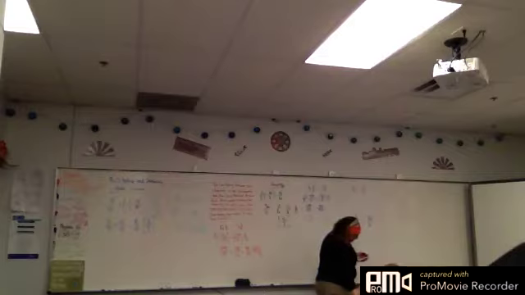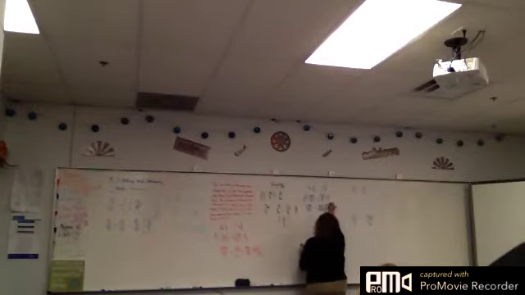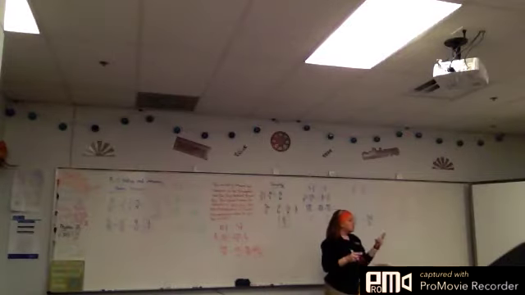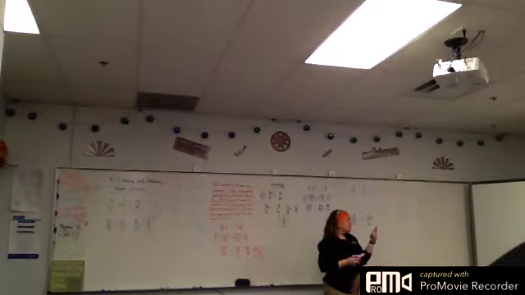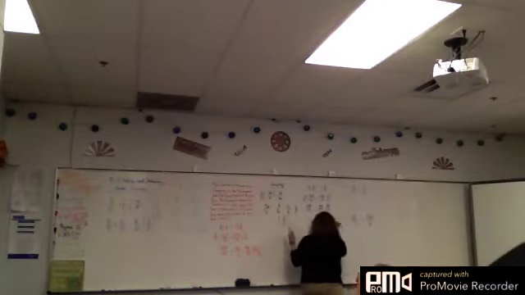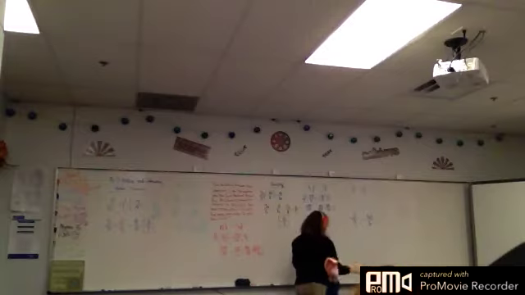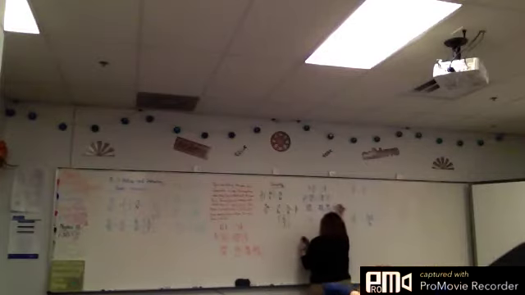89 over 33. How many times does 33 go into 89? 33, 66, and it can't go into 99 after that, right? So 2. What's 89 minus 66 then? 23. So you get 2 and 23 over 33.